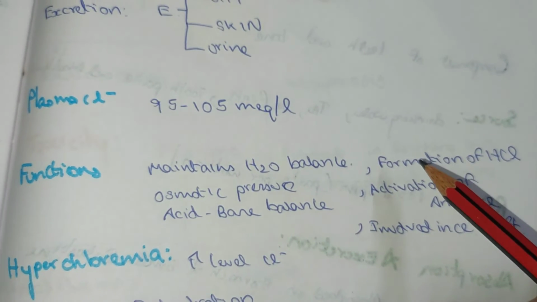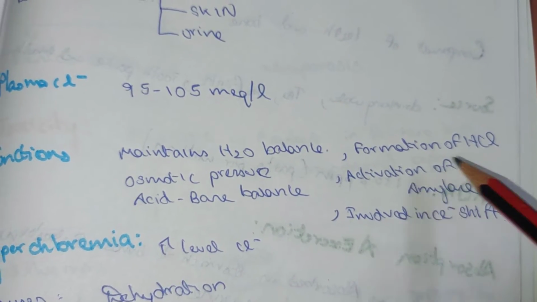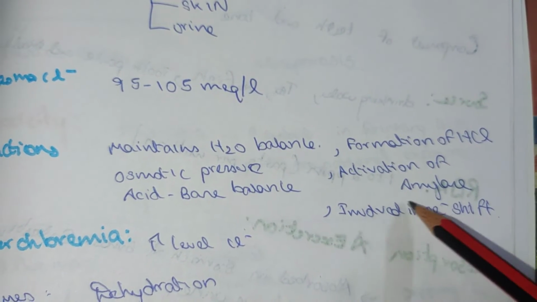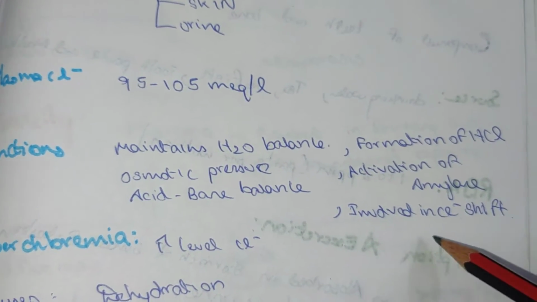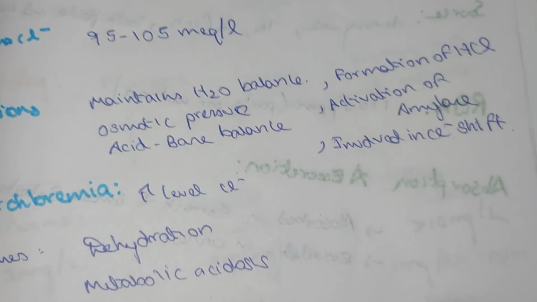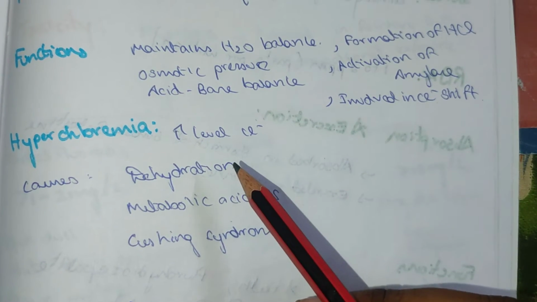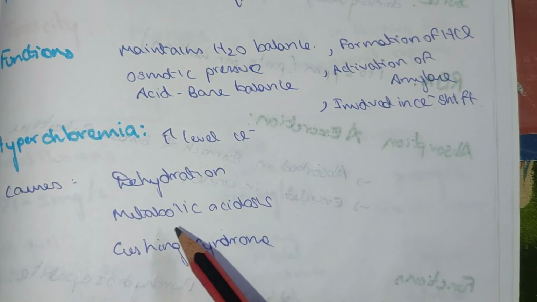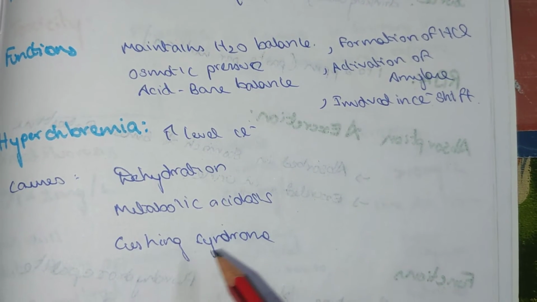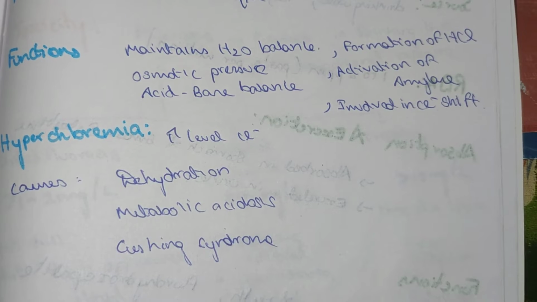The functions of this are maintains H2O balance, formation of HCl, osmotic pressure, activation of amylase, acid-base balance, involved in chloride shift. Hyperchloremia, which is an increased level of chloride, is caused by dehydration, metabolic acidosis, and Cushing syndrome.